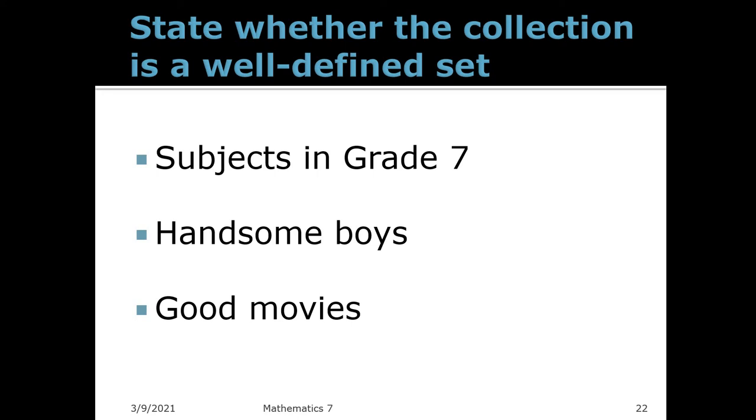I may find this movie good, but you don't find it good. So it's not well-defined. So it's very difficult to quantify. If the set is difficult to quantify, then it's not well defined. So unlike in the first example, it's easy to list down all the elements in the set. So that is a well defined set.